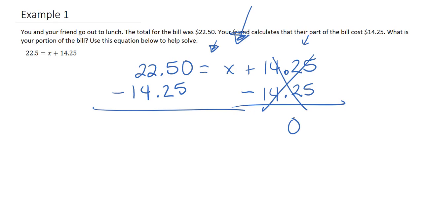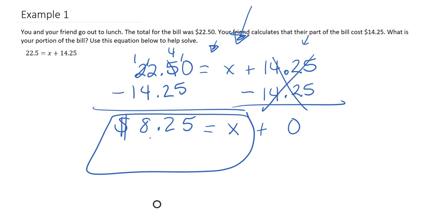So this becomes 0. This becomes x plus 0, so just x. Then we subtract. Let's borrow. 10 minus 5 is 5. 4 minus 2 is 2. Borrow again, 8. So what's your total for the bill? $8.25. And if we substitute this value for the variable, we can add, and we would get 22.5. That shows that we did it correctly. It's a way to check ourselves.